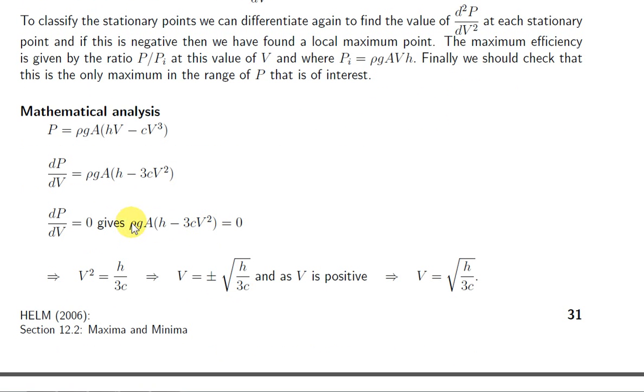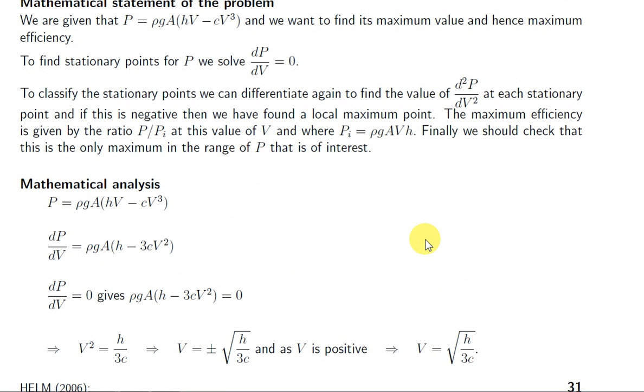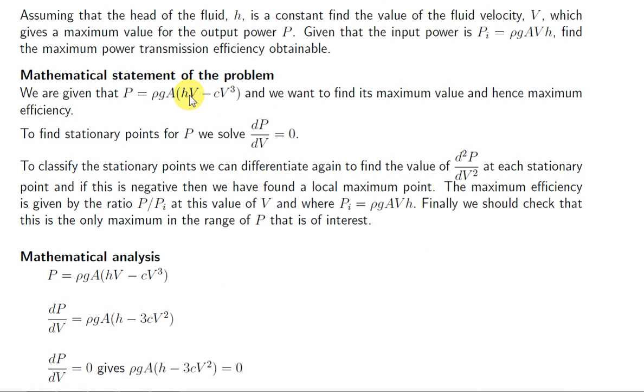We can divide both sides by ρ, g, A, that's just a constant. So we get h minus 3c v squared equals 0, or v squared equals h divided by 3c. Now we want v to come out to be positive, so we want the positive square root of h over 3c. Now this value of v will give us a stationary point for our function. It'll solve the equation dP/dv equals 0, but we want this stationary point to be a local max.